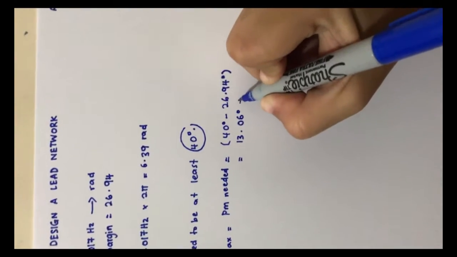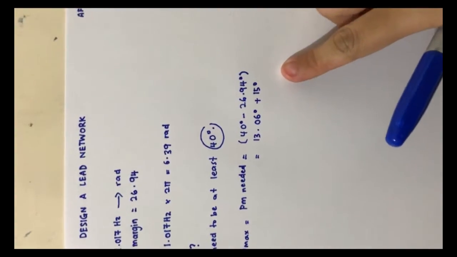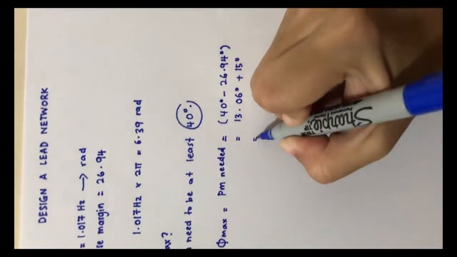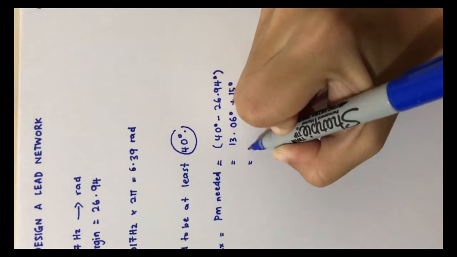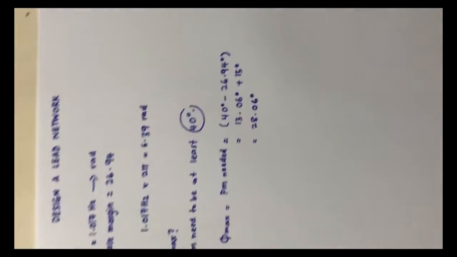However, we have to add another 15 degrees, which is the safety margin. So the total would be 28.06 degrees.